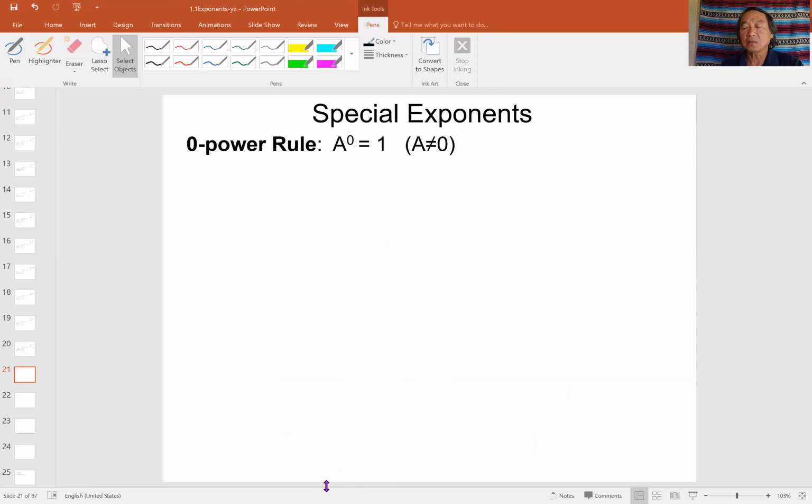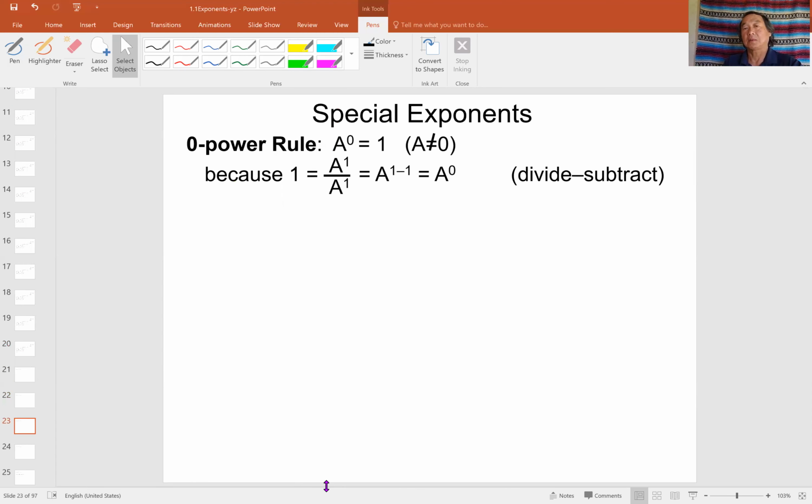Here's another reason why that is true. Because when I divide, I get a divided by a is 1, but I also subtract the power. So a to the 0 power on one end and 1 on the other end, so they're the same. Once we realize that, the brain goes, oh, wow.